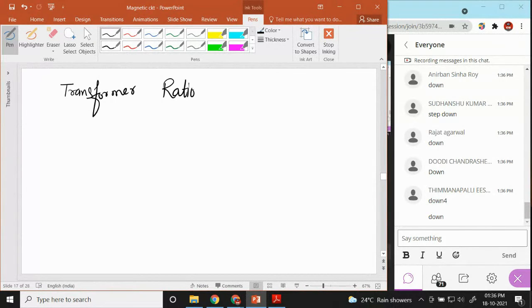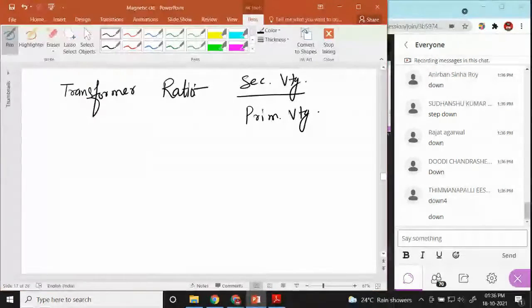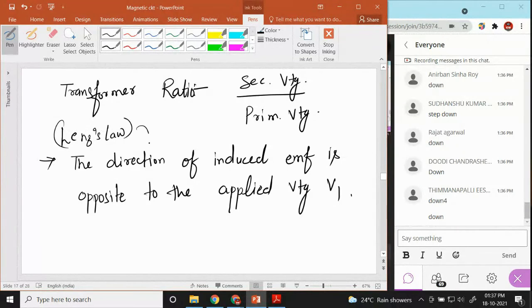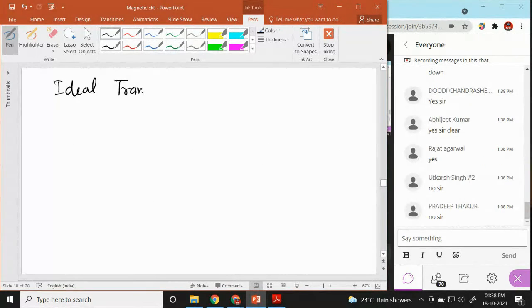Transformer ratio. So what is transformer ratio? Secondary voltage divided by the primary voltage is the transformer ratio. The direction of the induced EMF is opposite to the applied voltage V1 according to Lenz's law. From this Lenz's law, we derive this statement.